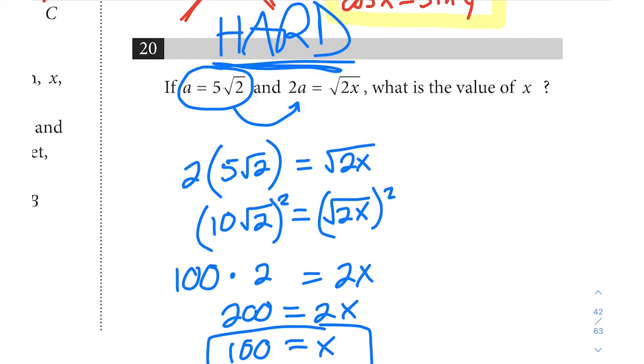And stay tuned and take a look at our next section, section 4, which is the calculator math.